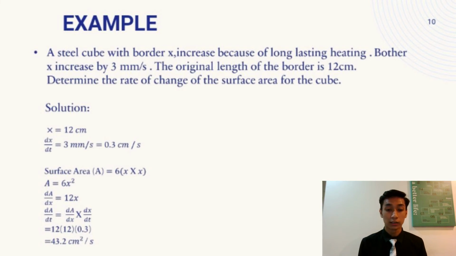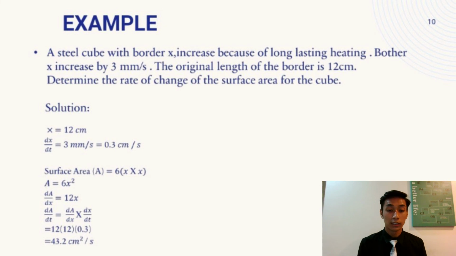Okay, for the solution, first of all, we take out all the information from the question. So we get x equals 12 cm and dx over dt equals 3 millimeter per second. Then we convert millimeter per second to centimeter per second. After that, we get 0.3 centimeter per second. Surface area is A. Surface area equals 6 times x times x, A equals 6x squared. So dA over dx is 12x.